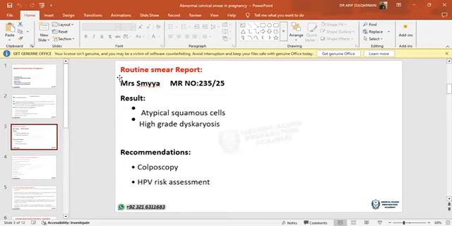This is a smear report. Mrs. Samaya's MR number is 235 by 25. The result shows there are atypical squamous cells and high-grade dyskaryosis. The recommendations are that the patient should go for colposcopy and HPV risk assessment.